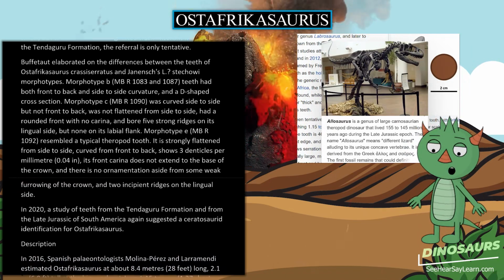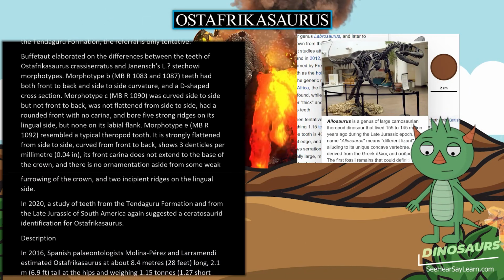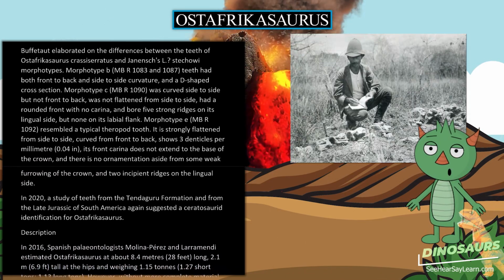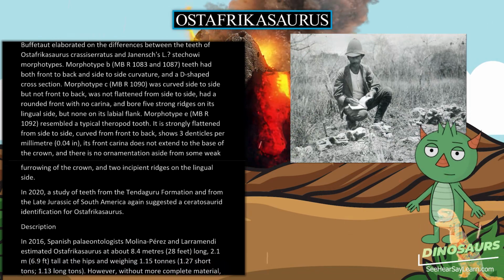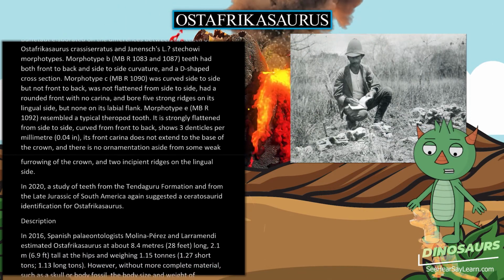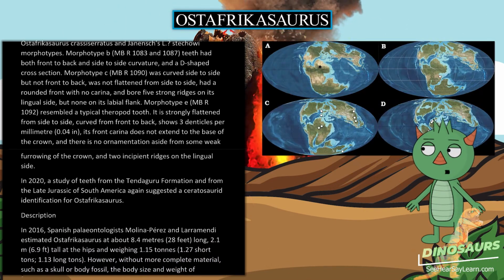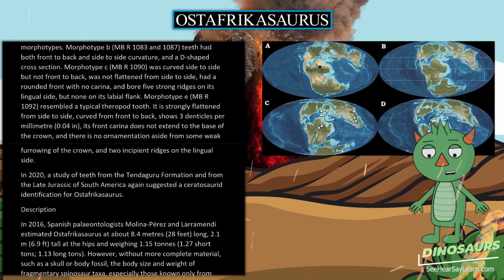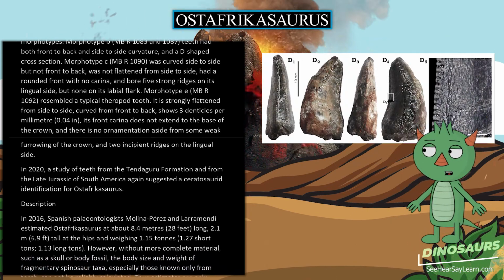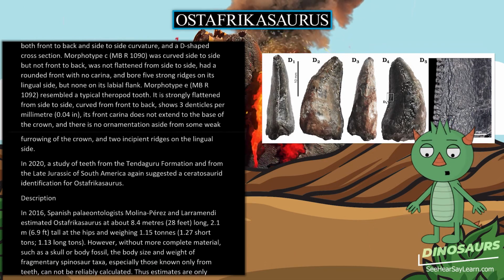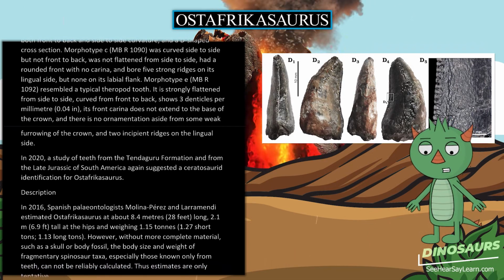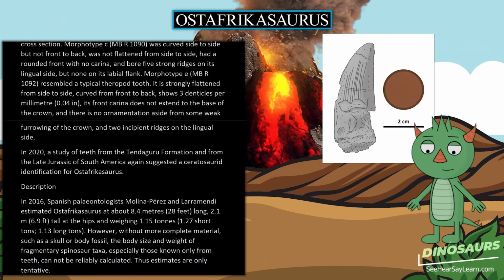Morphotype E, MBR 1092, resembled a typical theropod tooth. It is strongly flattened from side to side, curved from front to back, and shows 3 denticles per millimeter, 0.04 in. Its front carina does not extend to the base of the crown, and there is no ornamentation aside from some weak furrowing of the crown, and 2 incipient ridges on the lingual side.